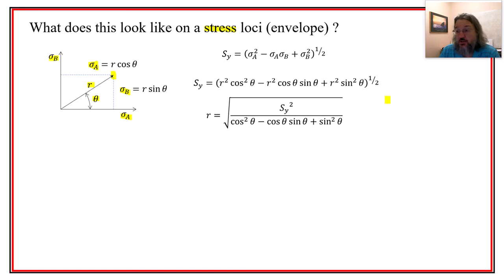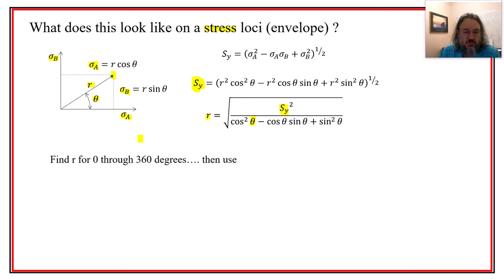Okay, so I set this equal to sigma because we want a line, and that line is going to be a constant value, and that value is the yield strength. We want that to be the envelope. So we do this, and we get this equation right here. What we have is r as a function of theta, and here's a constant because we're going to draw a line with it.